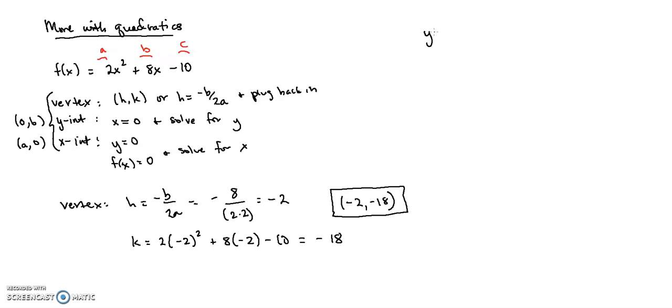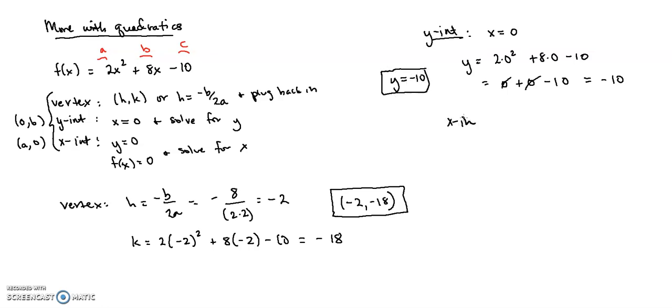Now we always have a vertex and a y-intercept for parabolas. Always, always. So for the y-intercept, we put in x equals 0. So we're going to plug 0 into our equation. We're going to get 2 times 0 squared plus 8 times 0 minus 10. Again, remember your order of operations here. We're going to square first and then multiply. So we're going to get 0 plus 0 minus 10. Those first two terms drop out, and we just get negative 10. So our y-intercept is negative 10.